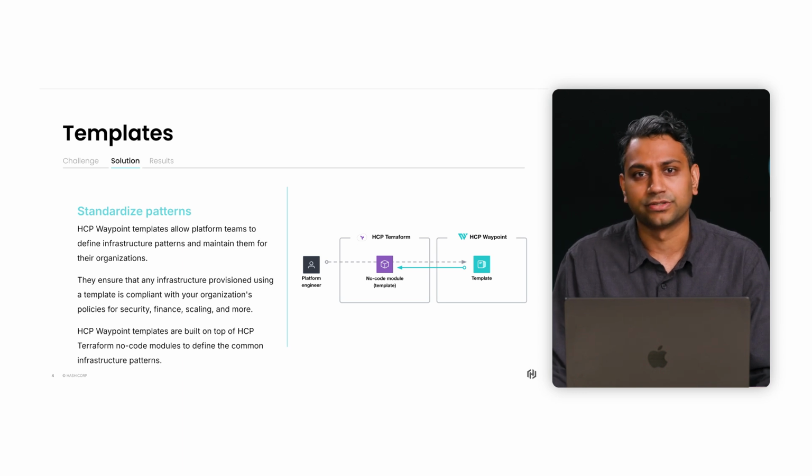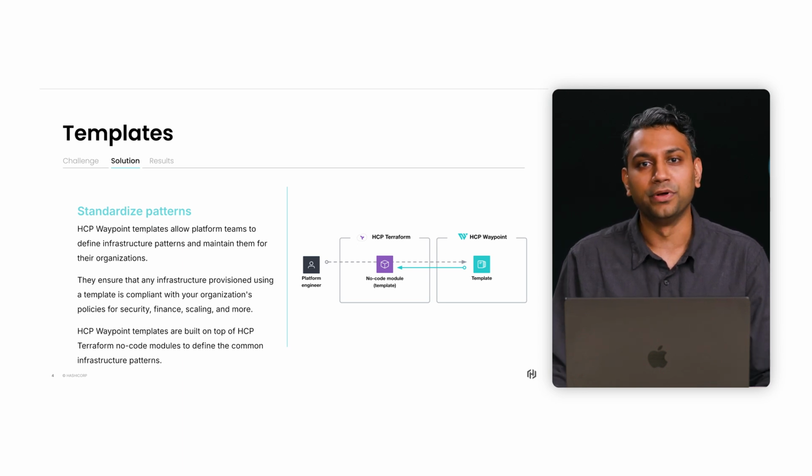time for their organizations. Templates are built on top of HCP Terraform no-code modules to define the common infrastructure patterns, which include application definitions, dependencies such as databases, VCS repositories, and other critical items like security and compliance policies that might be required as part of an organization. These templates are then published and shared downstream with application developers.